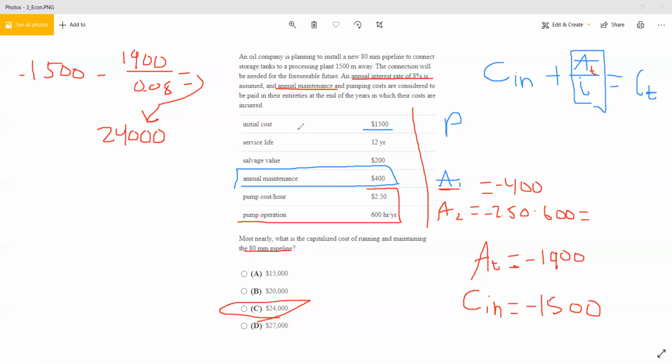But since we're only talking about capitalized costs, we don't care about what it's giving us in return. I got you. It's only talking about costs, so we can ignore the salvage value. The service life also doesn't matter at all, since we're asking about capitalized costs, which is assumed for an infinite amount of time. We don't care about what happens in 12 years once we have to do it again. That's the nature of capitalized costs. Got it.